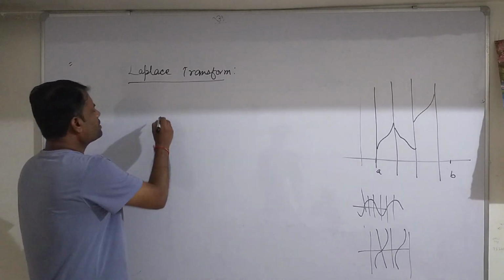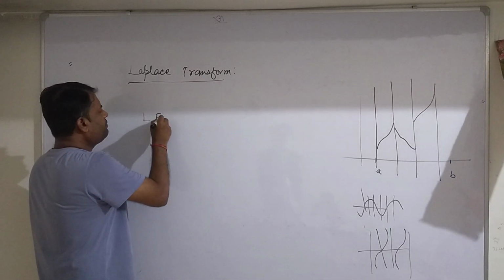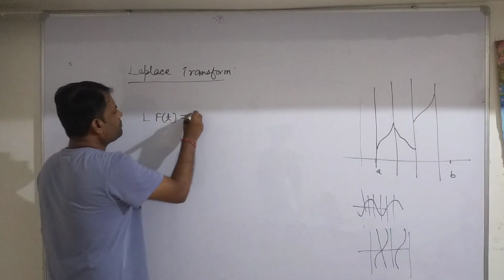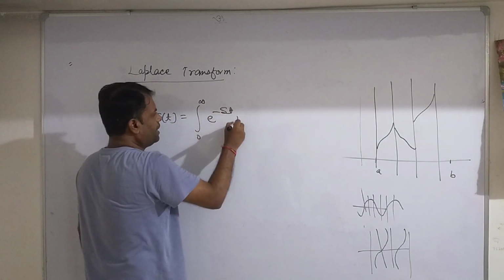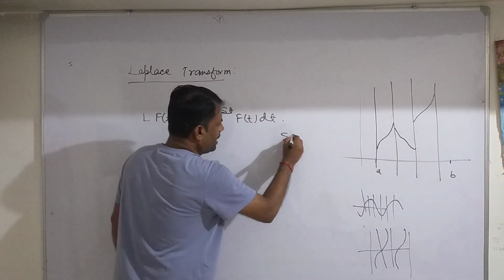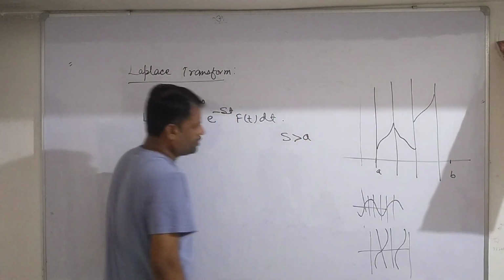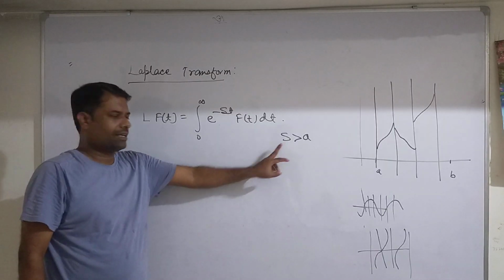So now we are going to discuss the definition of the Laplace transform. So Laplace transform of f(t) is defined as the integral from 0 to infinity of e to the power minus st f(t) dt, where s is a parameter greater than a, where a is the exponential order of the function, and this s may be real or complex.